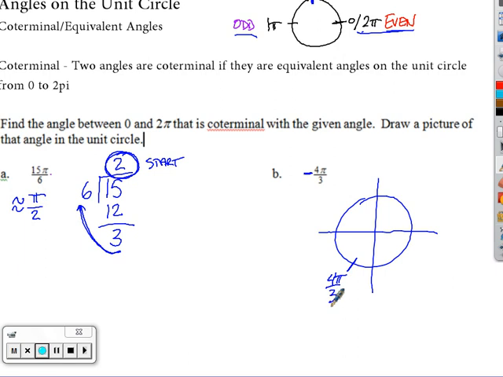Now, think back to graphing in Algebra 1 and Algebra 2. When you had a negative sign out in front, what did that do to your picture? What did that do to your parabola? If you're saying it reflected it, good idea. It reflected it across the x-axis. So find your positive 4 pi over 3, reflect that angle across the x-axis, and that will tell you what the negative angle equivalent is. So 2 pi over 3 would be the coterminal angle to negative 4 pi over 3.